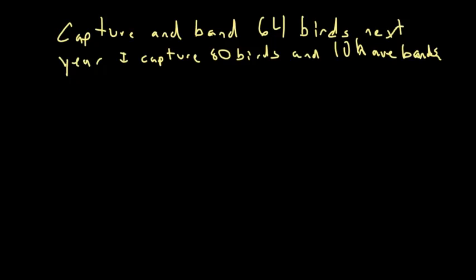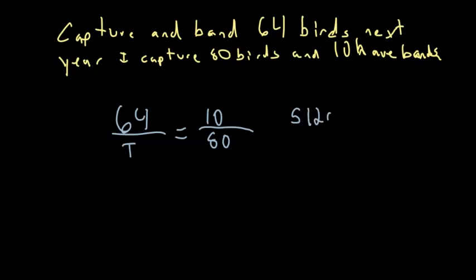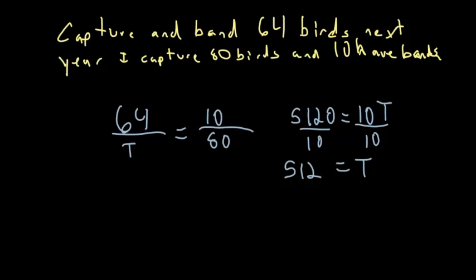Alright, so let's do another example. So I capture and band 64 birds. So that's going to be 64 over our total population, which we don't know yet. So just put T. And then the next year I capture 80 birds, and 10 of them have bands. So 10 bands over 80 birds. So I can do 64 times 80 and get 5,120 equals 10t, and then divide by 10, just solving a one-step equation at this point. So I'm going to get 512 birds in my population.